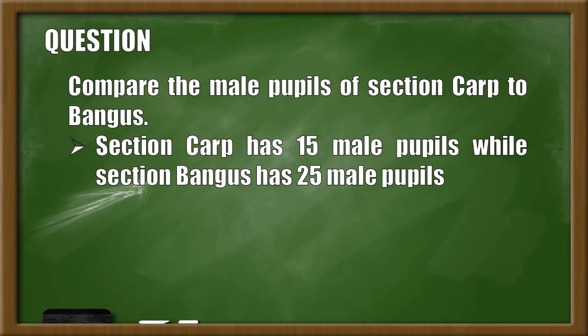Question number 3. Compare the male pupils of section carp to section Bangus. Section carp has 15 male pupils while section Bangus has 25 male pupils. Now, what is the ratio? Very good. 15 is to 25. Good job.